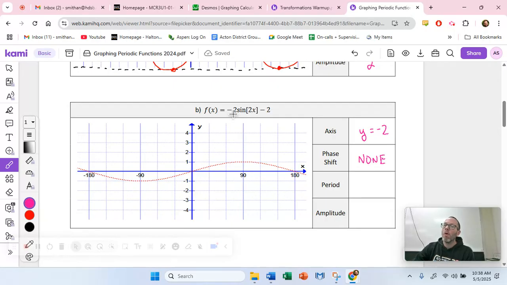Period. We're multiplying x by a number. The period will change here, and the period is going to be 360 divided by 2. So far, I think we've only sketched periods of 180. And then the amplitude is not -2. The amplitude is going to be 2, but if you'd like to put in brackets that it'll be flipped, you can do that.